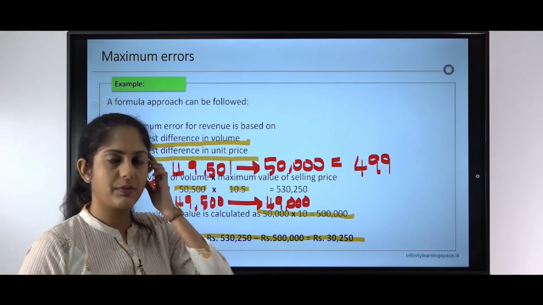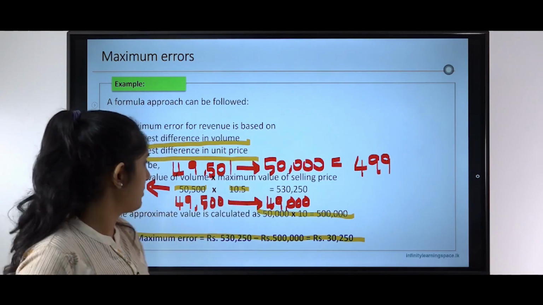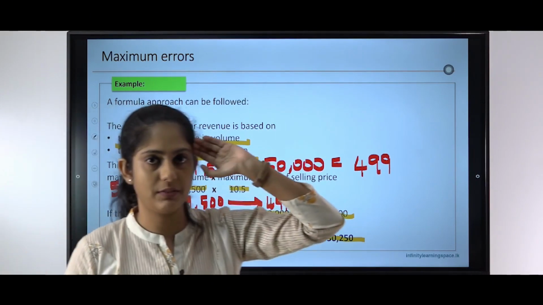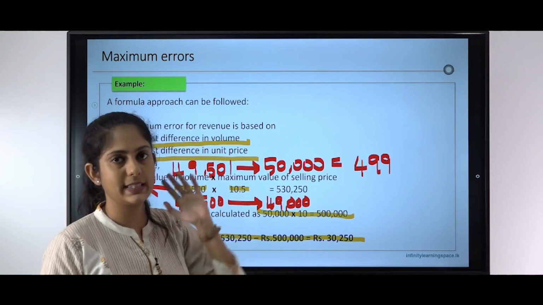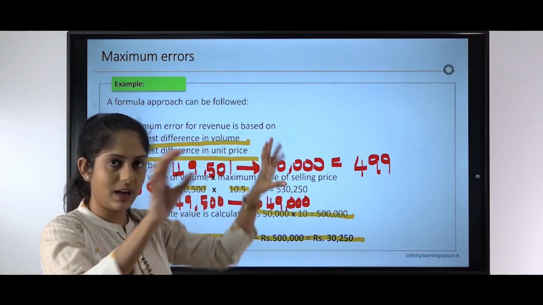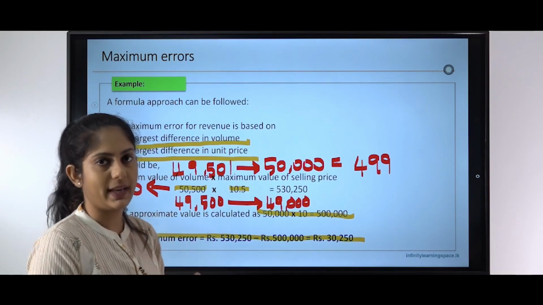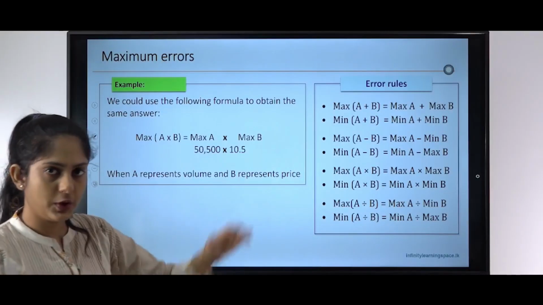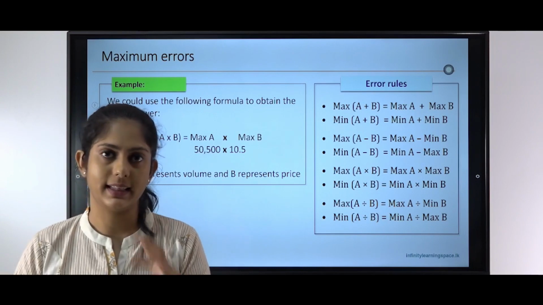So always if you want a shortcut, look at what the highest possible side is. 50,000 would have gone to 50,500 max. 10 rupees would have gone to 10.5 rupees max. Take the two max values and calculate revenue and check the difference. That will be your maximum error. So if you want to use formulas, you can also use formulas to arrive at these errors.